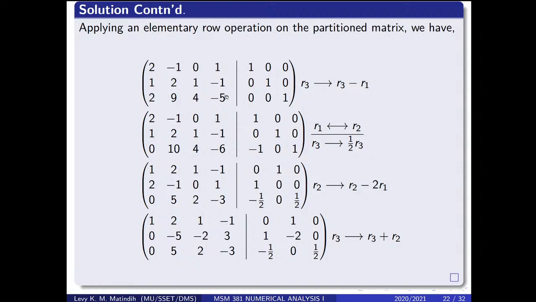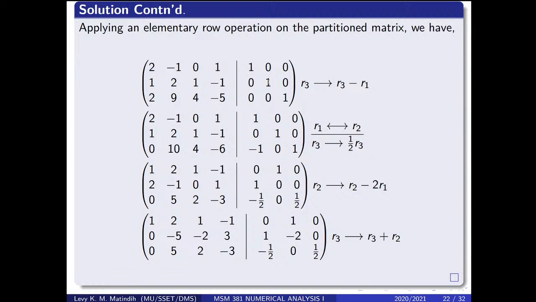In the same manner as we are reducing this matrix A to its reduced row echelon form, the same operations should be done simultaneously on the identity matrix, which is on the right hand side of this partition. The same elementary row operations that you are applying to reduce matrix A to its reduced row echelon form should also be applied at the same time on the identity matrix.